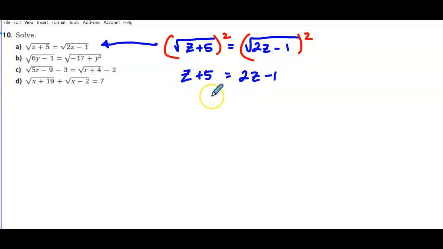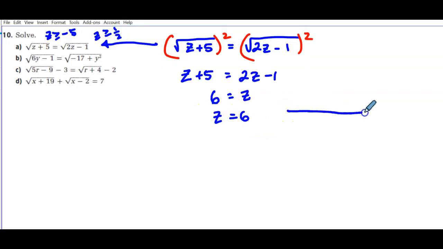So subtract z from both sides, and add 1 to both sides, so z equals 6. When you take a look back at the restrictions here, we know z has to be greater than or equal to negative 5. And then from here, z has to be greater than or equal to 1/2. So 6 satisfies that. But again, you do want to check because that's only the first part of checking. So it does satisfy that part, but then you do need to verify.